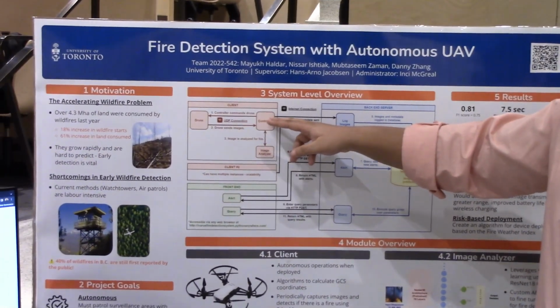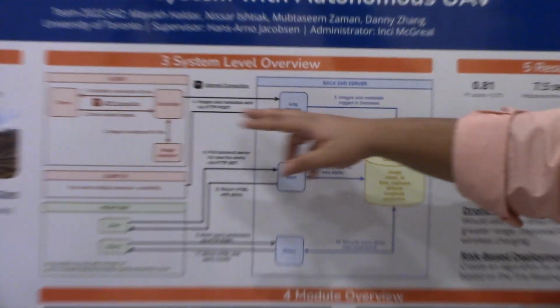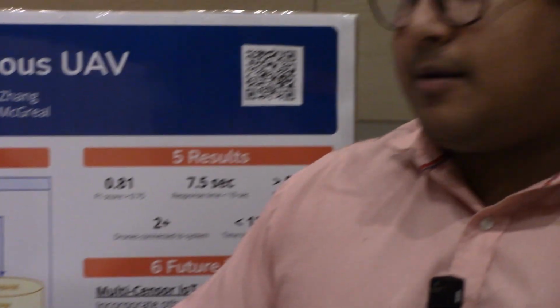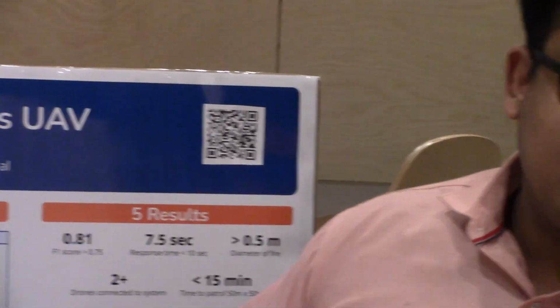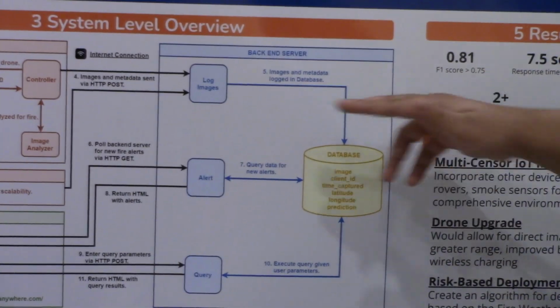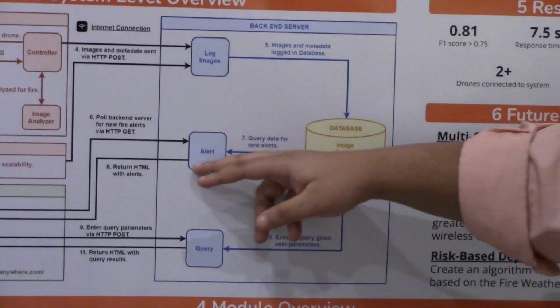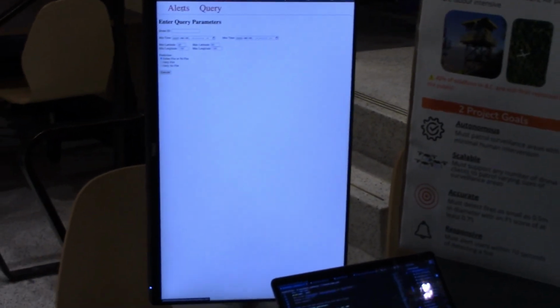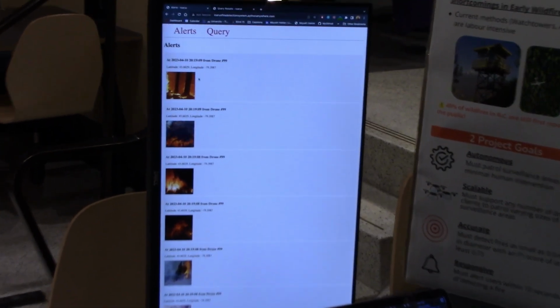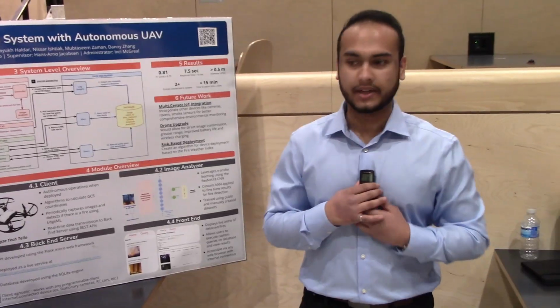The controller is then connected via the internet to the backend server. It sends an HTTP POST request consisting of the image, the prediction of fire or no fire, and other data such as time and longitude and latitude coordinates. The images are logged in the database. And if there is fire in an image, an alert is sent to the front end. If you look over here, by the way, all of this is a website. It's online. The server is deployed live. Here's an example of some sample alerts. I'll take you through the demo.